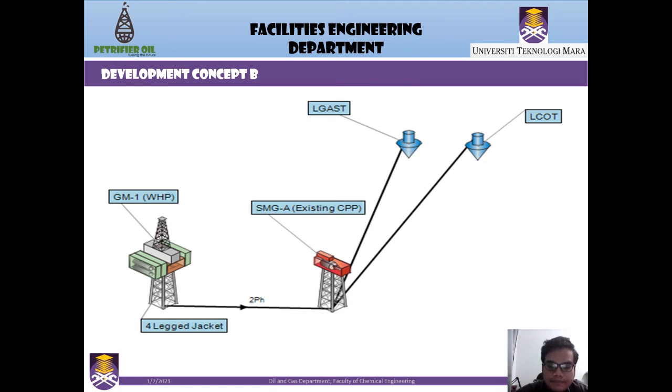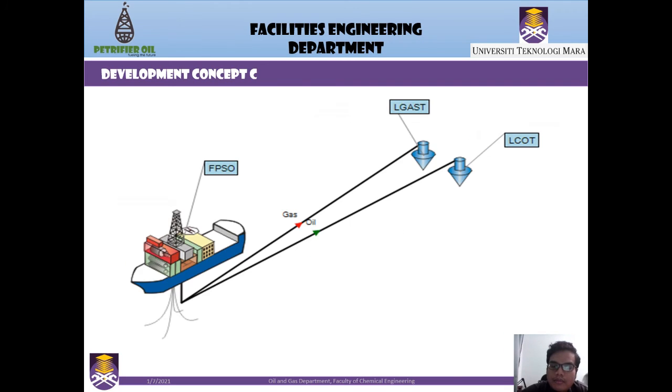So basically, the processing operations will happen on the Semarang central processing platform before the hydrocarbons can be transported via the existing pipeline to the Labuan terminals.